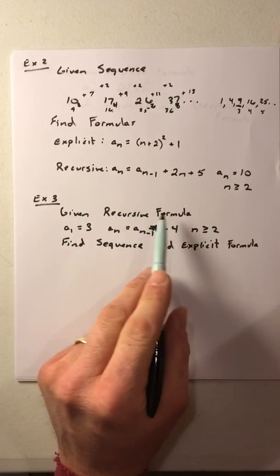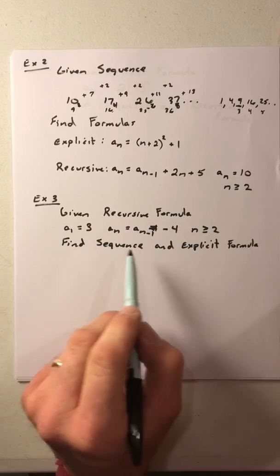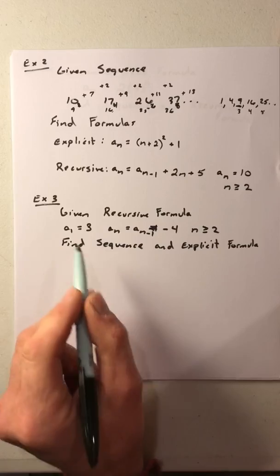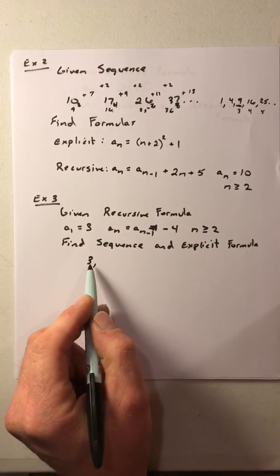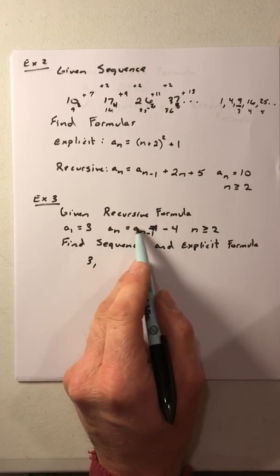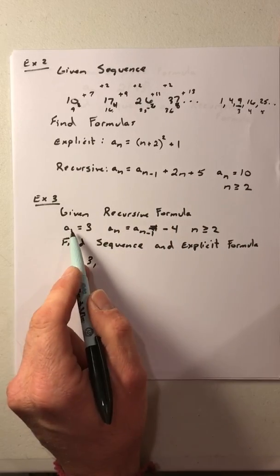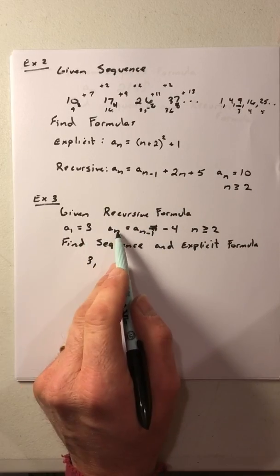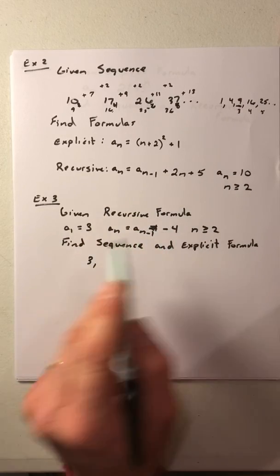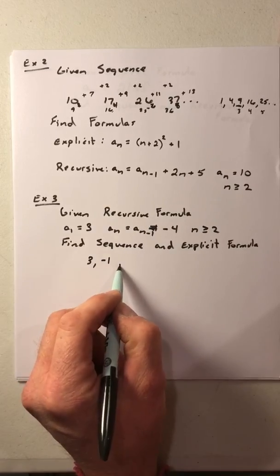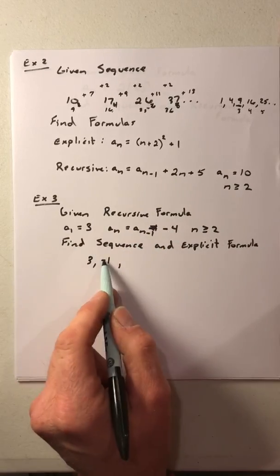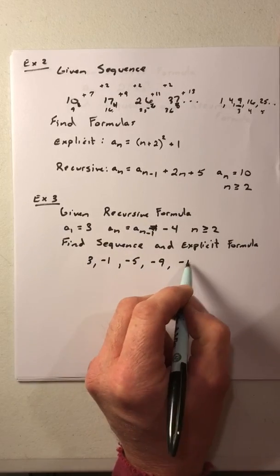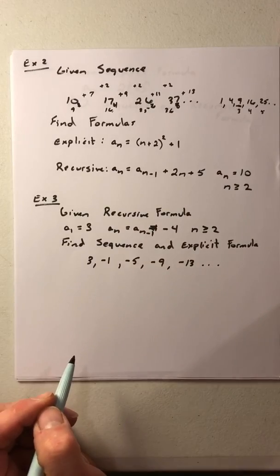Example 3, we're going to give you the recursive formula, and we're going to find the sequence and the explicit formula. So the sequence shouldn't be too bad. We're going to start at 3, and then what are we going to do to it? We're taking that previous term, and we're going to subtract 4 from it. So if I start at 3 as my first term, my second term will be taking the first term minus 4 from it. So I'm going to get a negative 1. Continuing to subtract 4 from the previous term, I get negative 5. Then I get negative 9, negative 13, so on and so forth.